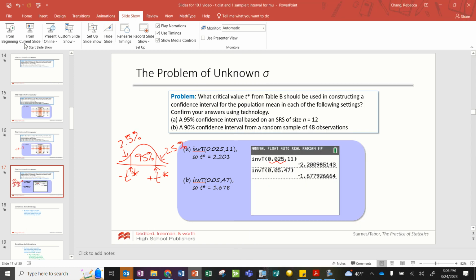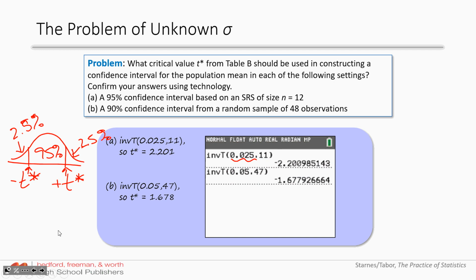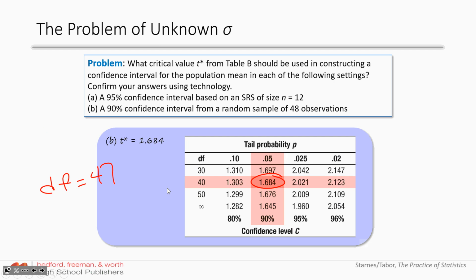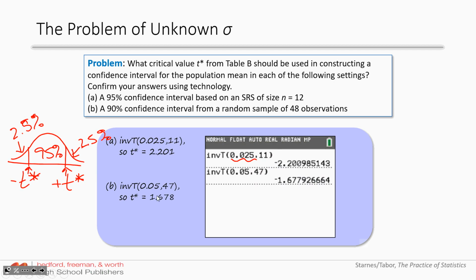One other thing I wanted to point out is that if you use your calculator, you are able to enter an exact degrees of freedom. You don't have to round. Remember we said using the table, you had to round down to 40 degrees of freedom. So on the table, my T star was 1.684. On the calculator, my T star is 1.678. They're not exactly the same, but they will be close. Either one is acceptable. It doesn't matter which one you use. You should be comfortable using both.